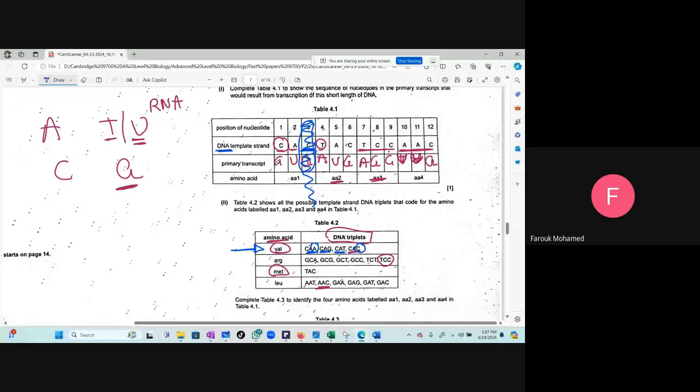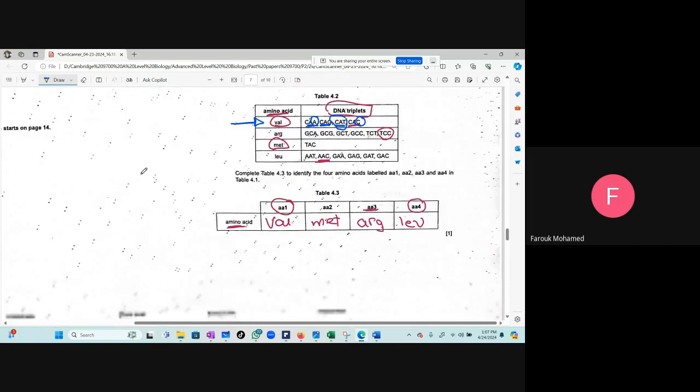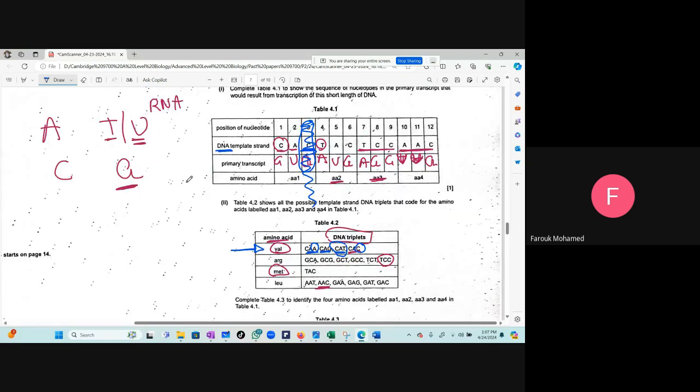The first amino acid would be GUA. Don't look at the primary transcript, look at the DNA template, because that is what we have here. So it will be CAT instead of CAC. Yeah, it will be CAT. So it will change from CAC, which is VAL, to VAL. It won't change. Nothing will happen. The first amino acid will not change.